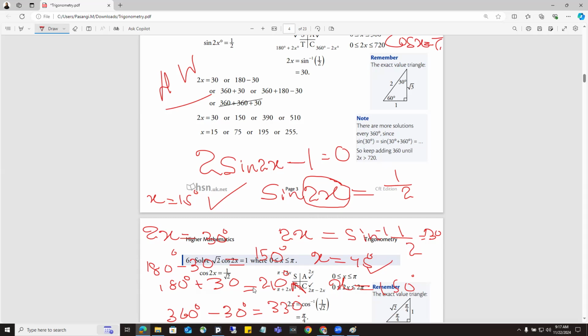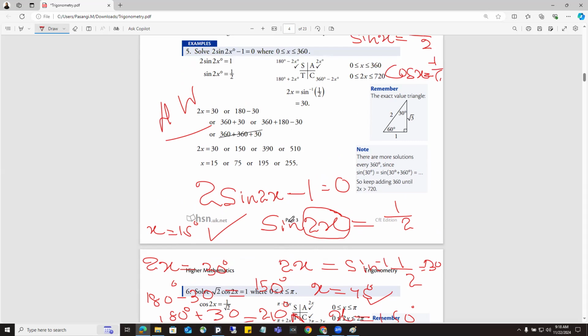We can't have more, because then the 2x angle will be negative and there are quadrant issues. Because of that, we can't have it. So x is either 15 or 75. That's how it is.